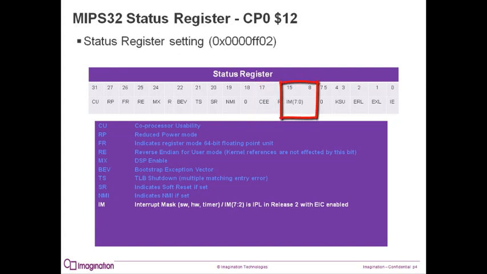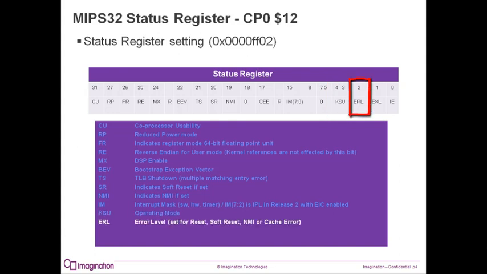Bits 8 through 15 are the interrupt mask bits. View the exception section of this course for more information. For now, these should be set to mask all interrupts and left to the OS to clear as device drivers are initialized. The kernel user supervisor bits 3 and 4 should be cleared, which puts the CPU into kernel mode.